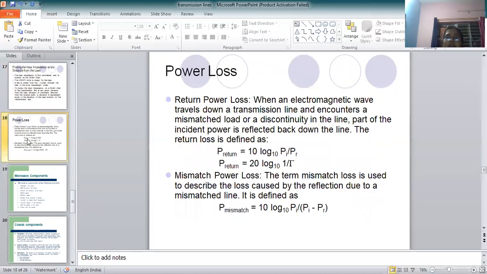We can also find the power loss when an electromagnetic wave travels down a transmission line and encounters a mismatched load. Then there will be a power loss in the transmission line where the incident power is reflected back down the line, and this loss is given by this. There is also a mismatched power loss, where we can define the mismatched power loss.